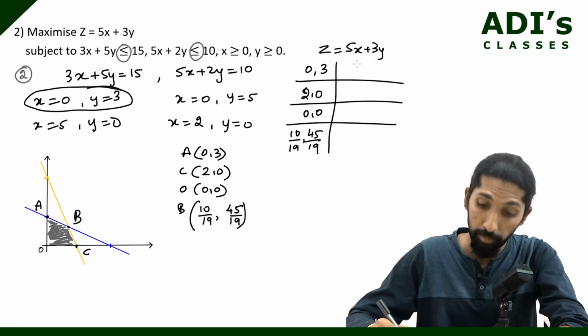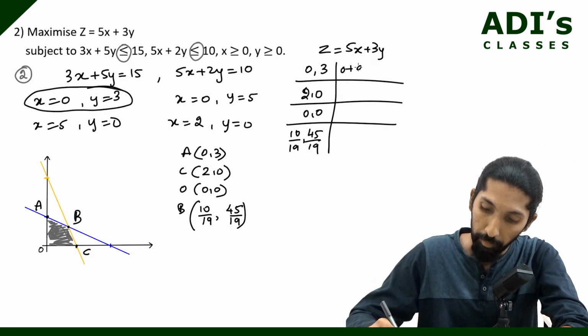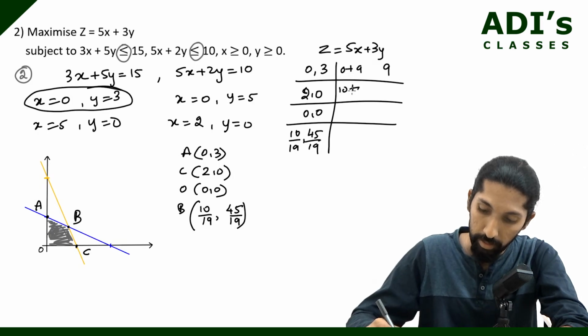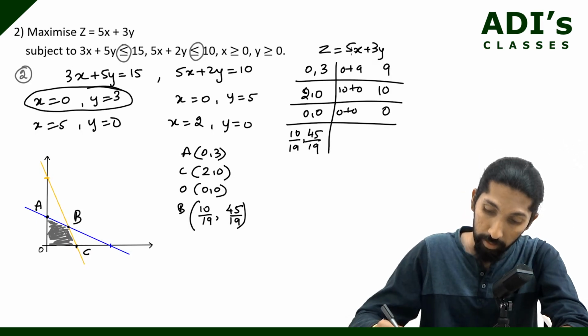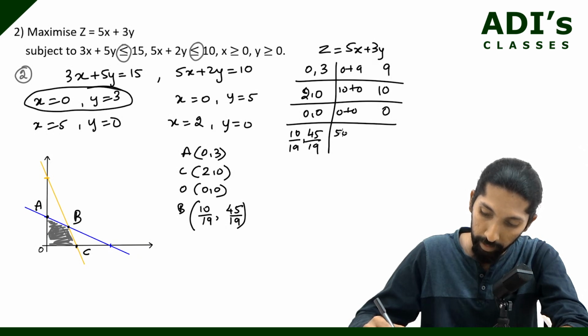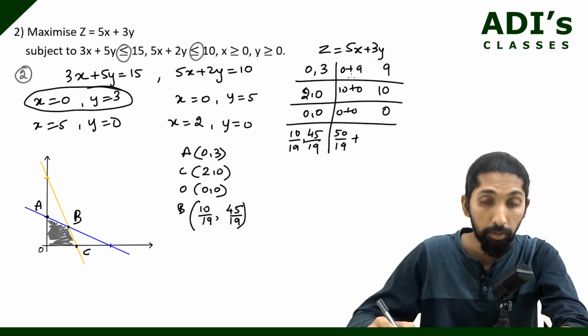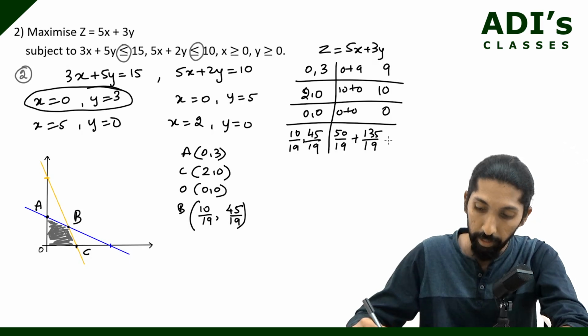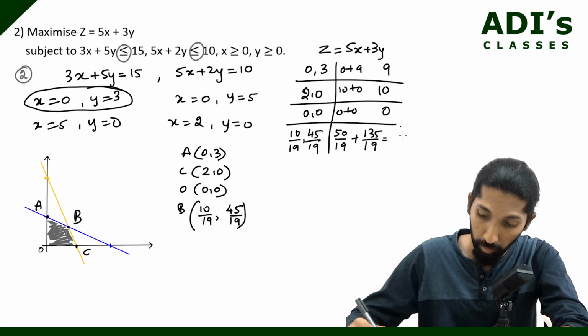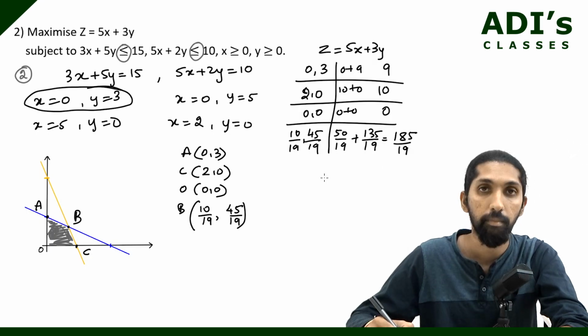The first one is going to give us 0 plus 9, which is nothing but 9. Next, 10 plus 0, which is 10. Next, 0 plus 0, which is 0. Now, the last one is 5 into 10, 50 by 19, plus 45 into 3. 45 into 3 is 135. 185 by 19. So, which is nothing but 185 divided by 19. Right?